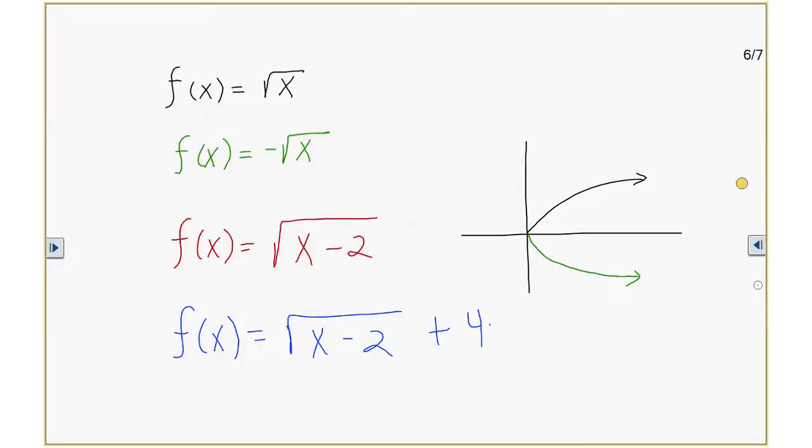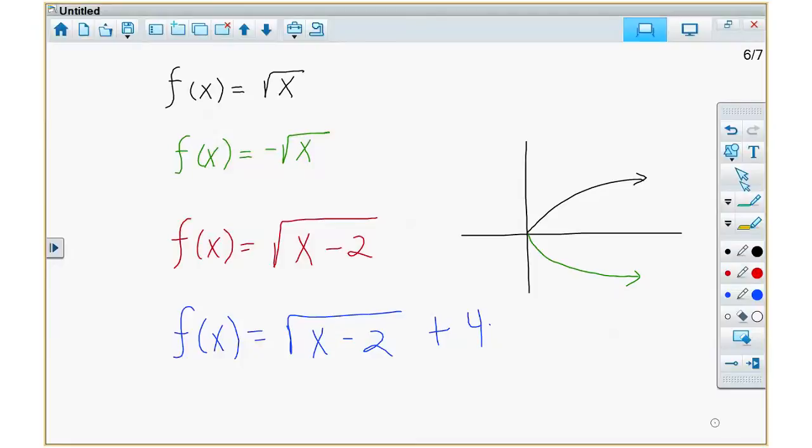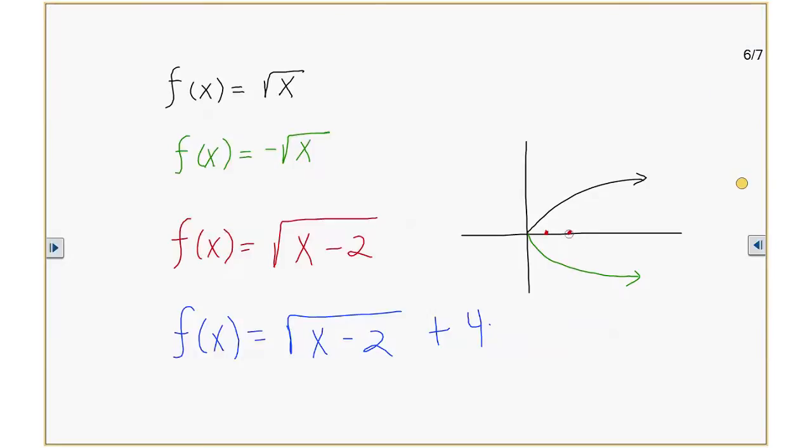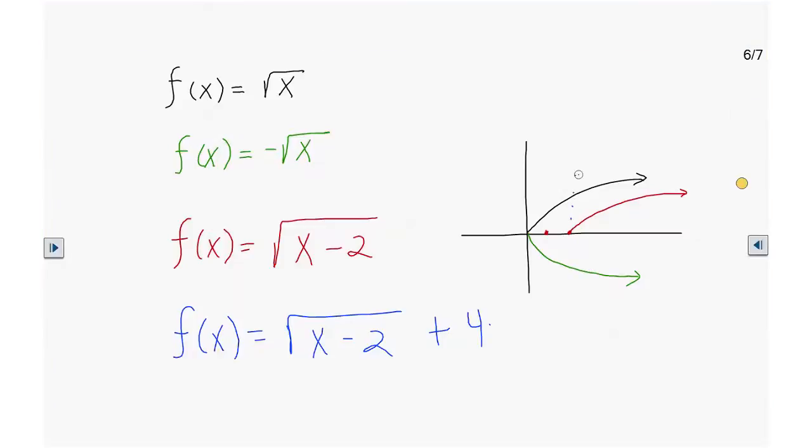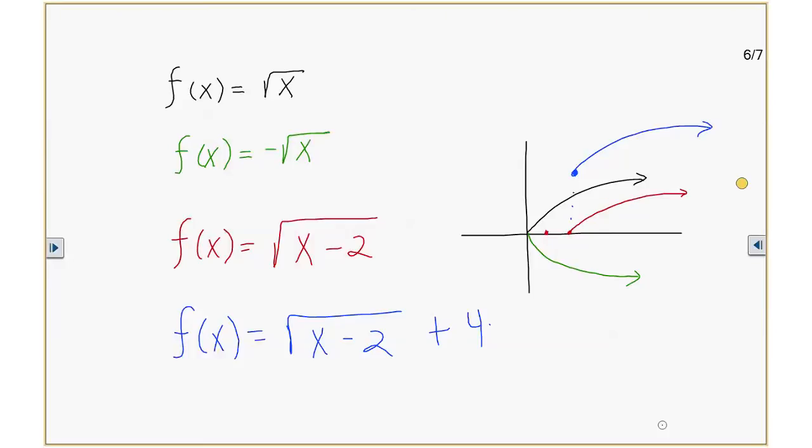The red is going to be the black one, but it's going to have a horizontal shift of what? 2 to the right. So it's going to look just like the black one, only it's going to be 2 to the right. And then the blue, you're going to have the red one, but you're going to have a positive for what? Vertical shift. There you go. Starting to get it?